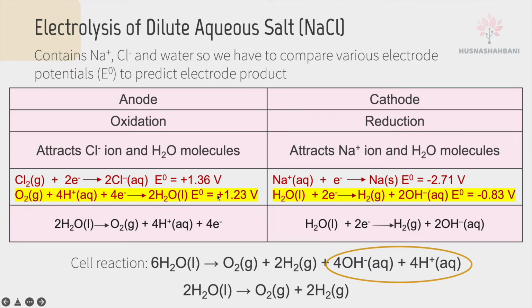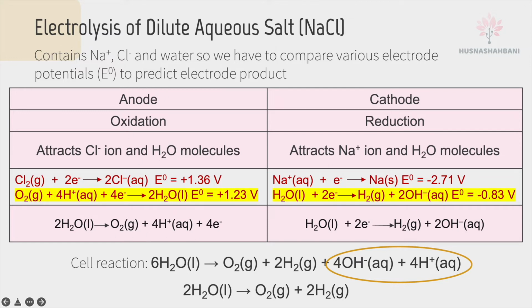So E naught is equal to positive 1.23. Water is chosen to be attracted to the anode, meaning water will undergo oxidation at the anode, not Cl-, because the E naught cell value for water is more negative than the Cl value. So water is chosen. This is the equation: H2O releases oxygen gas and 4H+. This oxidation will occur at the anode.